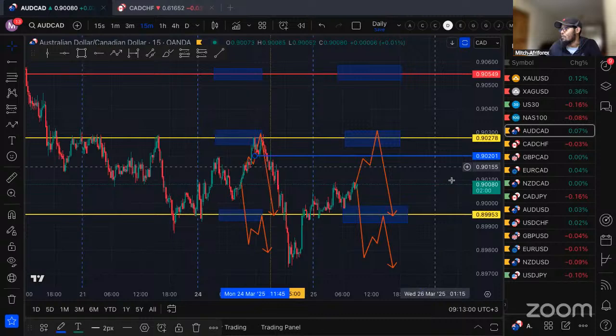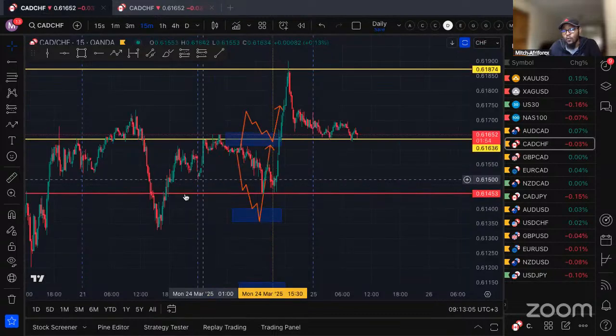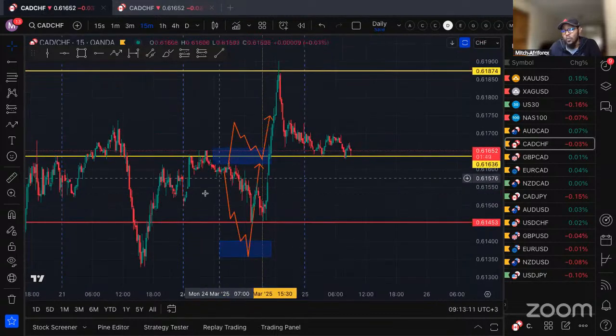So moving on to the next Canadian dollar pair we have, which is the Canadian dollar against the Swiss franc. Now, yesterday, our bias here was to look for buying opportunities. And you can see the market was within an area where the sellers, what we wanted was a pullback.